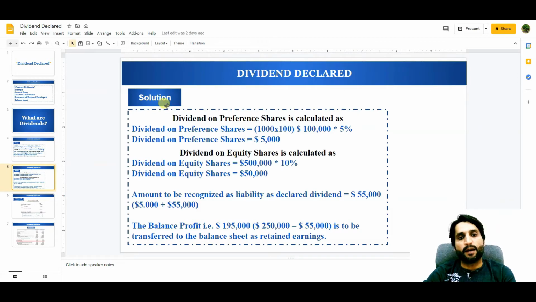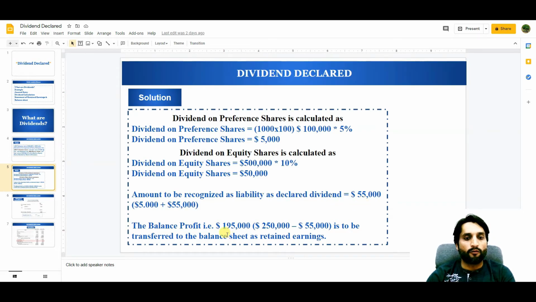Now the solution of this example, dividend on preference shares. How to calculate? The company has 1,000 preference shares with a face value of 100, so it is 100,000 at 5%. So the dividend on preference shares is 5,000. Dividend on equity shares: 500,000 multiplied by 10%, the dividend on equity will be 50,000. So here the preference share dividend is 5,000, and here the equity share dividend is 50,000. So the amount to be recognized as a liability at the end of that accounting period will be 55,000.